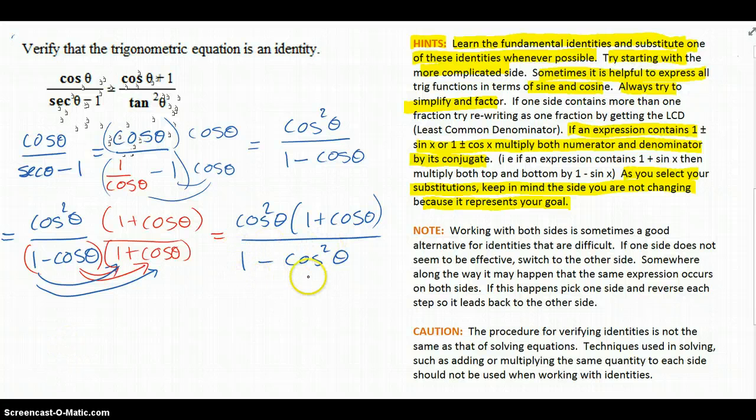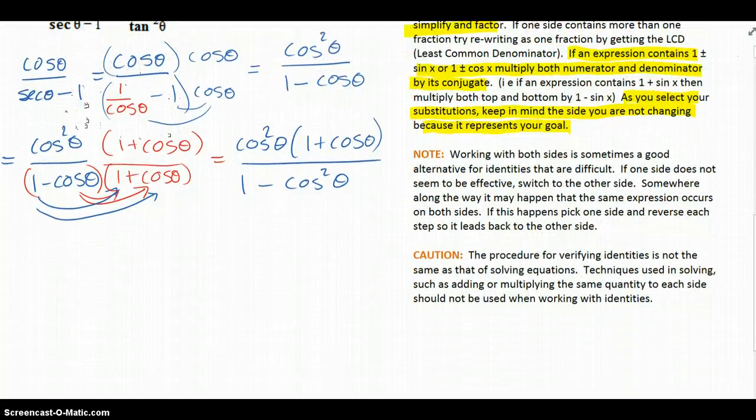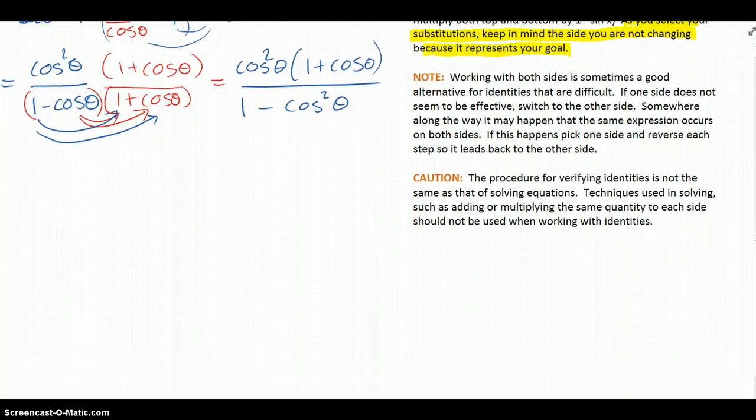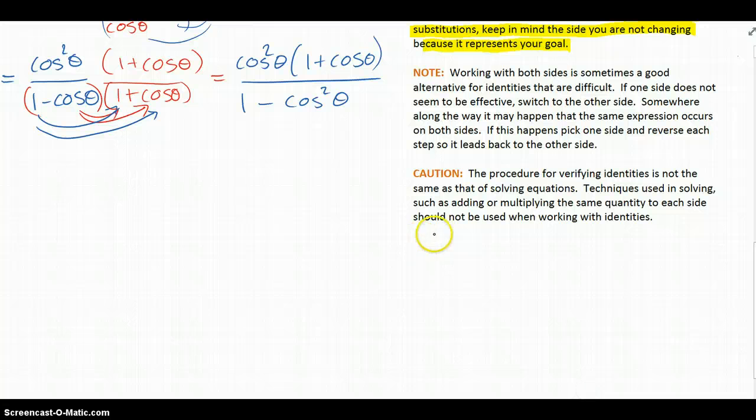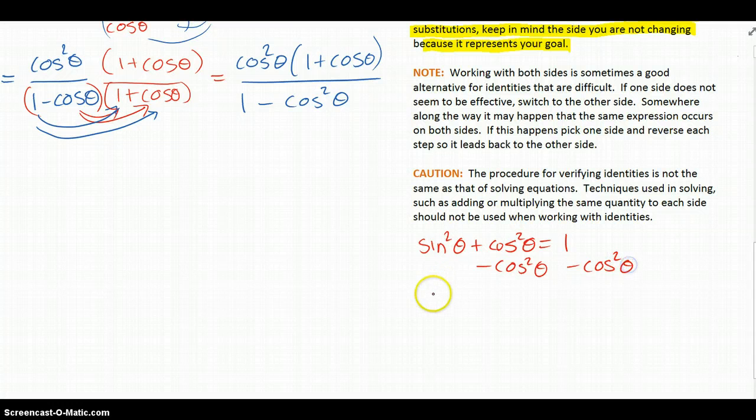Now it's always good to recognize 1 minus cosine squared is just sine squared. Let me scroll down to show you why that is. So if I have, for instance, our main Pythagorean identity, sine squared plus cosine squared equals 1, and I subtract both sides by cosine squared of theta, what do I get? I get that sine squared theta equals 1 minus cosine squared theta.